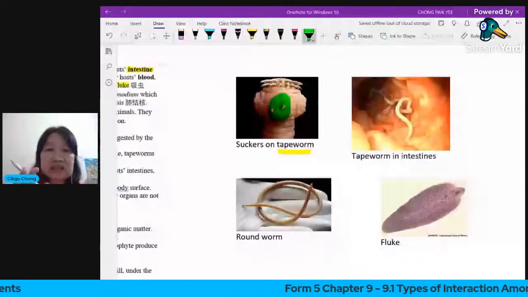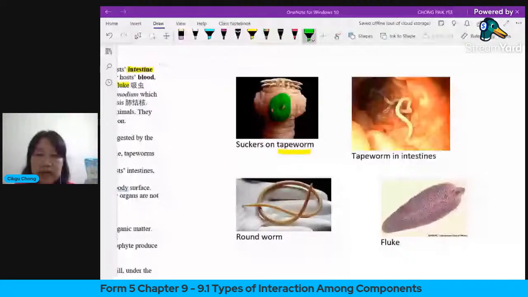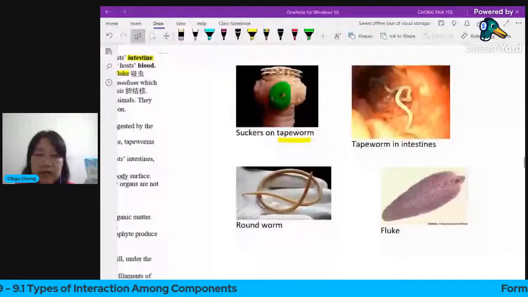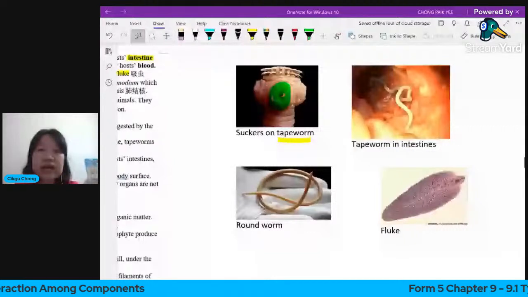Okay, and this is a fluke. A fluke is a flatworm. Okay, the body is not cylindrical, it's flat. This is called a fluke. Okay, so let's go back to the adaptations of these endoparasites.